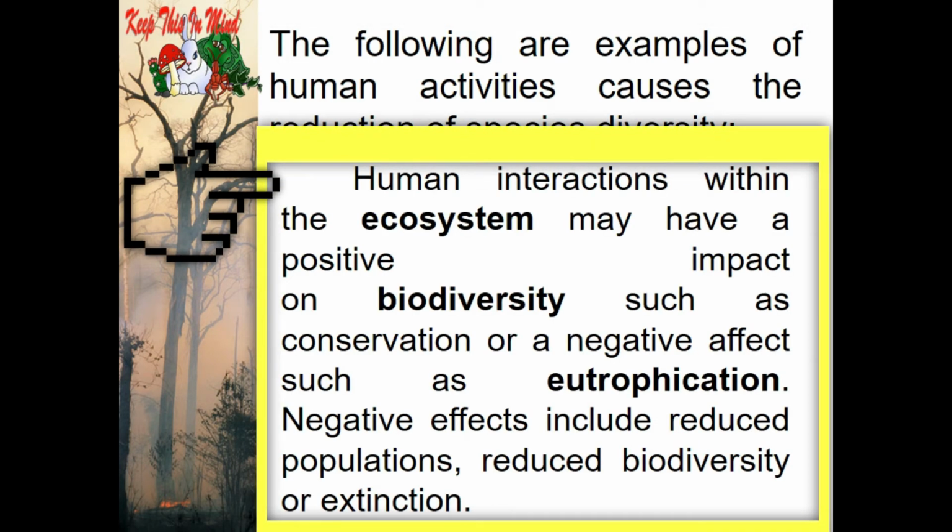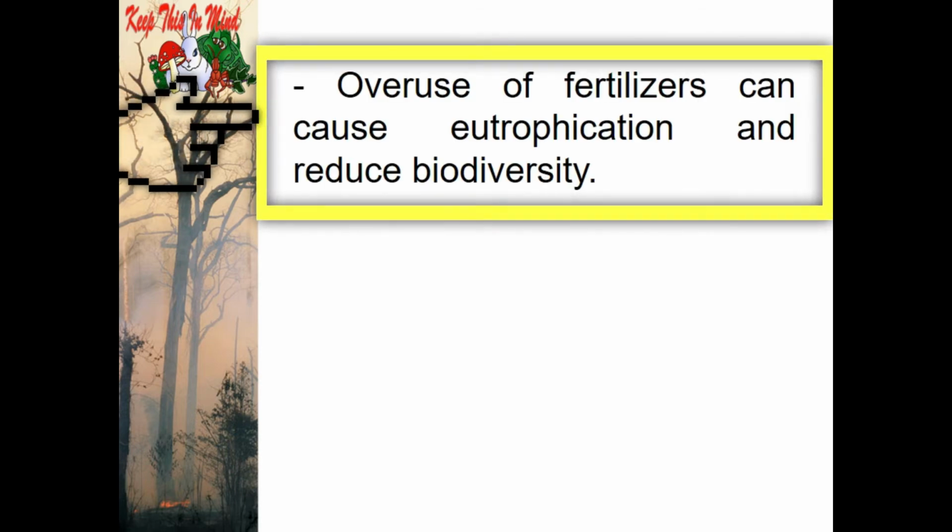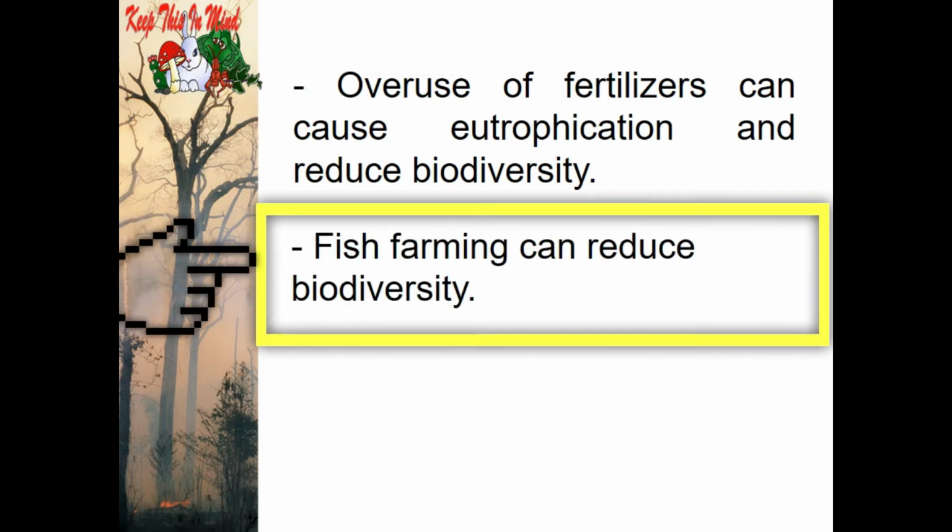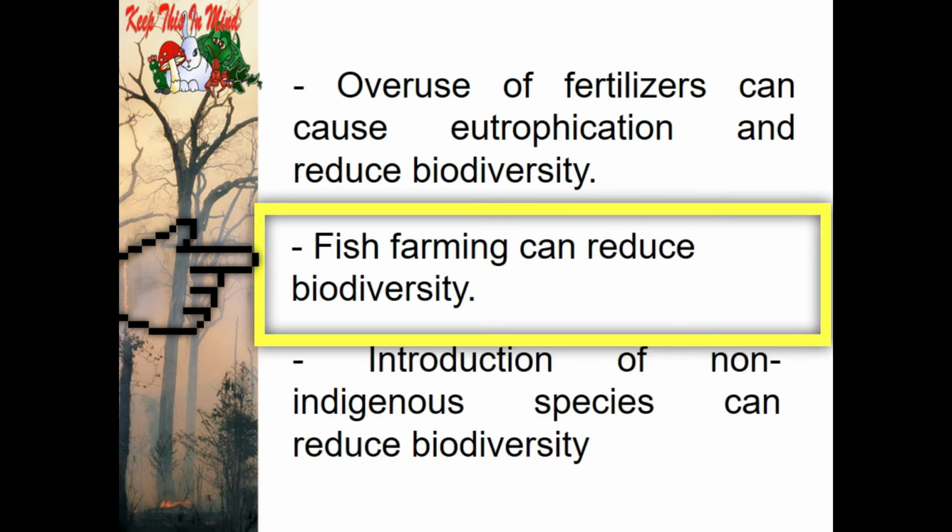Human interactions within the ecosystem may have a positive impact on biodiversity, such as conservation, or a negative effect such as eutrophication. Negative effects include reduced populations, reduced biodiversity, or even extinction. Overuse of fertilizers can cause eutrophication and reduce biodiversity. Fish farming also can reduce biodiversity. Introduction of non-indigenous species can reduce biodiversity.